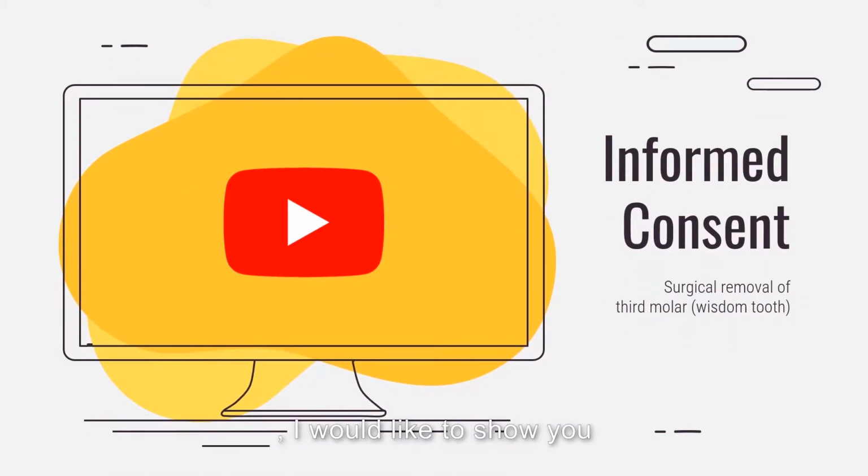Today, I would like to show you on taking consent from a patient coming for surgical removal of third molar. We focus on the complication of the procedure.